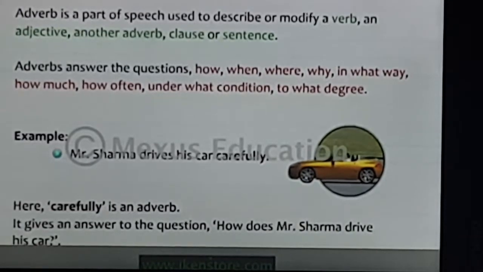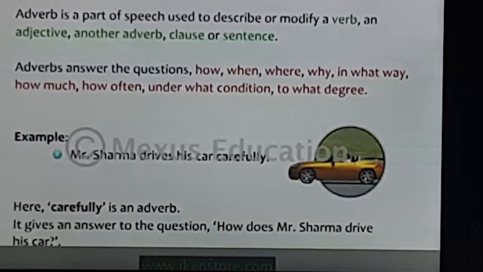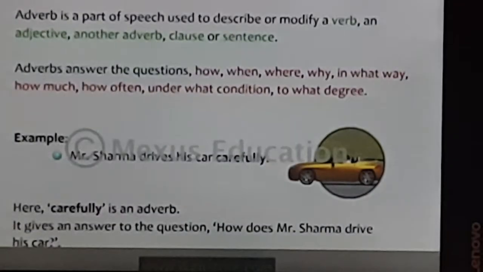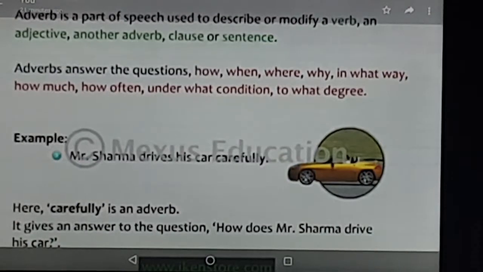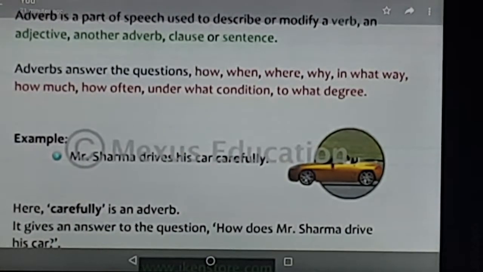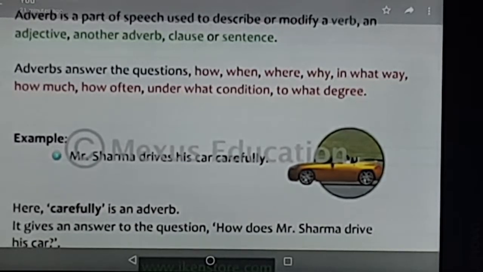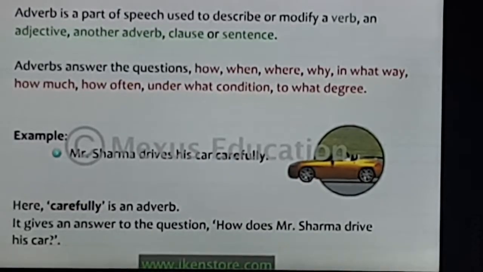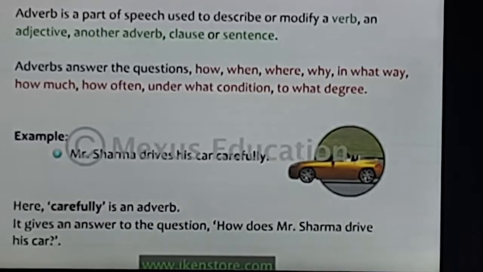If they answer the question how, then those adverbs are put in adverbs of manner. If they answer the question when, then it is categorized into time. So adverbs answer the questions how, when, where, why, in what way, how much, how often, under what condition, and to what degree. I'm sure you remember it all because we have already done this part, and now we are just doing the revision of the whole topic.